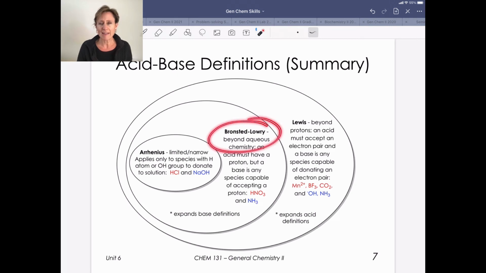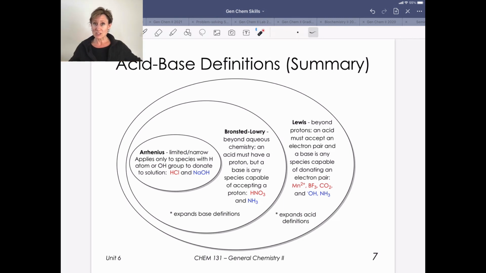So the Bronsted-Lowry definition expands our understanding of what can be an acid or a base. We still define acids as things that contribute protons to solution, but now we say that bases are anything that are capable of accepting a proton. So it has nothing to do with hydroxide, it's just something that can accept a proton. So it expands our definitions.